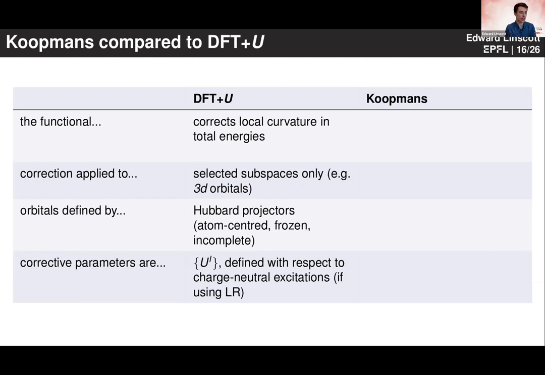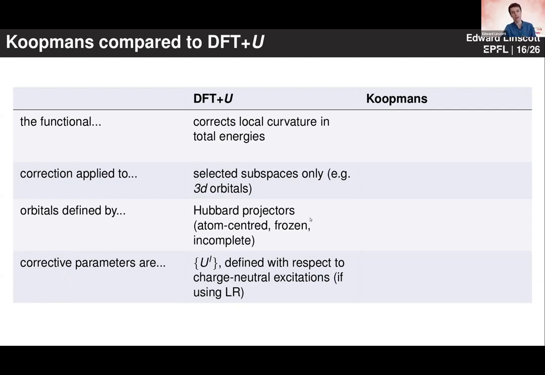And they also form an incomplete basis set, right? Because they only span the 3D orbitals. They don't affect all of the electrons in our system. And finally, our corrective parameters are these U terms, or V, as we saw yesterday. You can calculate these corrective parameters, and we have one corrective parameter per Hubbard site, and they're defined with respect to these charge neutral excitations. So that's the DFT plus U story.